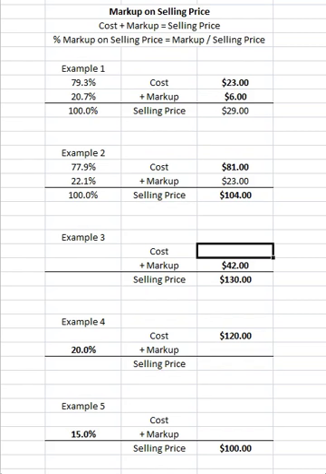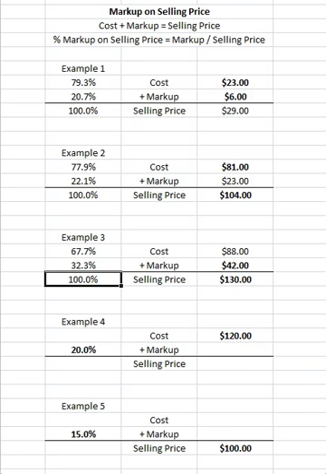As we go to example 3, now we're told the markup and the selling price. So we're going to have to find the cost as the difference between the selling price and the markup. So 130 minus 42 is 88. So then for the percentages, selling price will be 100%. Cost would be 88 over 130, the cost over the selling price. Markup would be markup divided by selling price. 42 divided by 130, we get 32.3%.